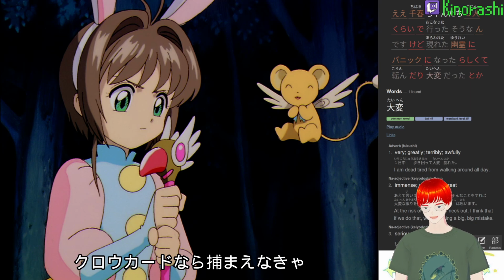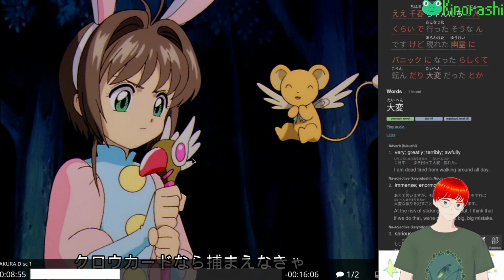So cloud card nara, nara used for if. So if it's a cloud card, atsumae nakya. I did hear that correct, right?